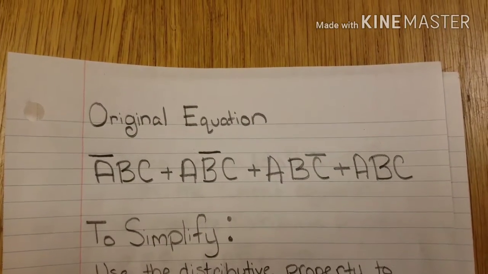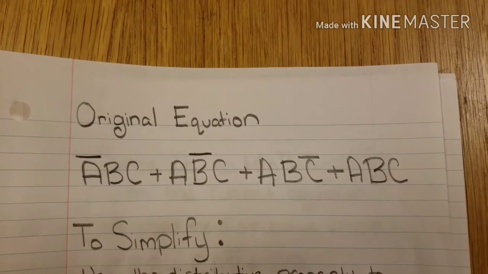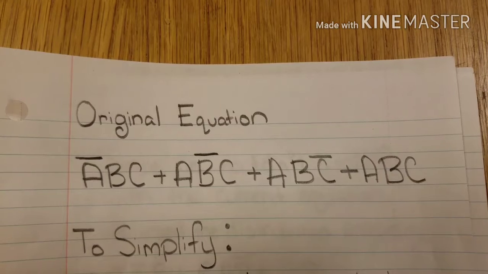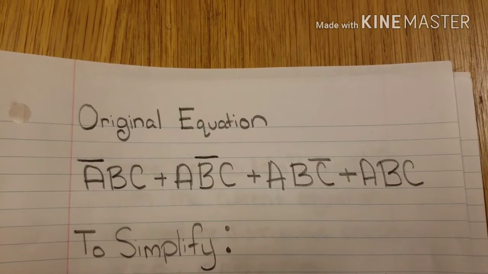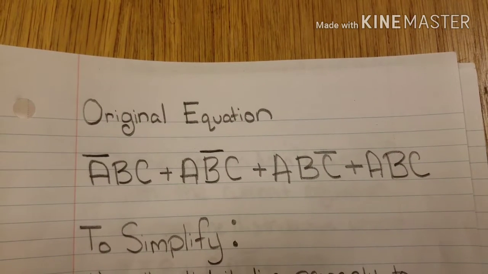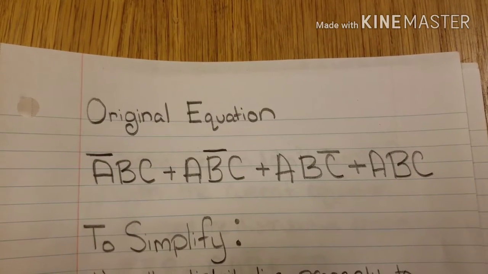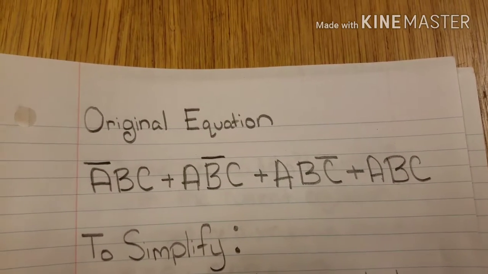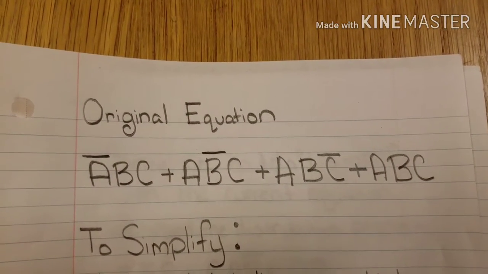Hi there, this is Haley, and I'm going to go over the original equation that we were given. Our equation is not A and B and C, or A and not B and C, or A and B and not C, or A and B and C. What I'm going to do is walk you through how to simplify this.